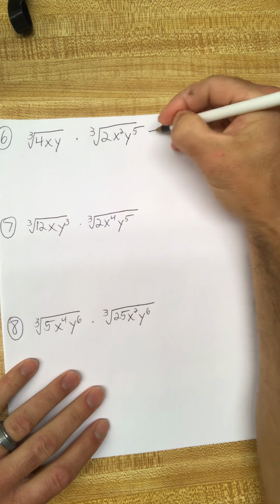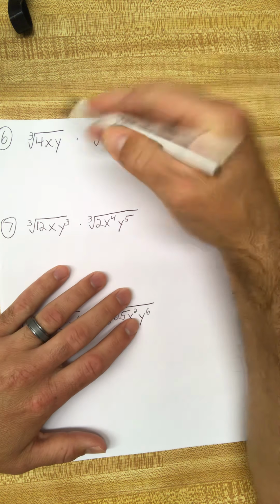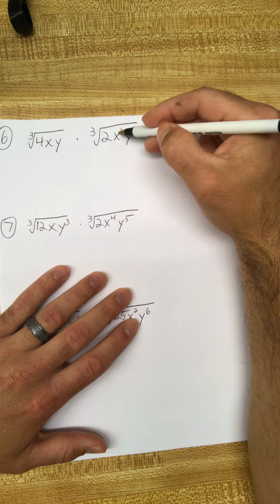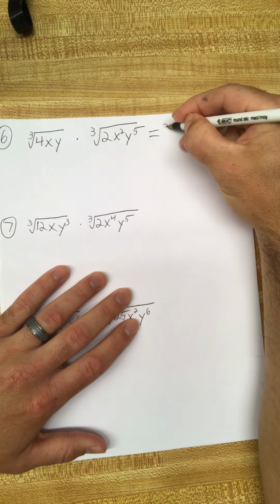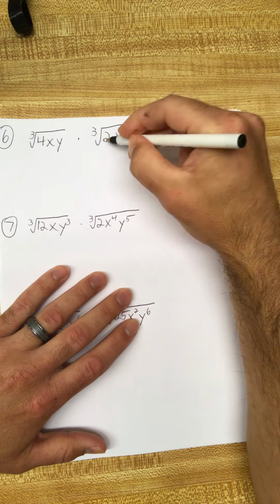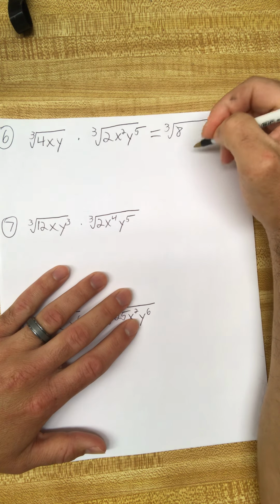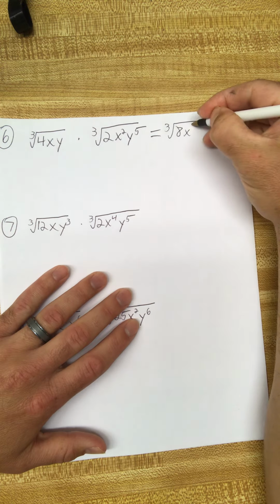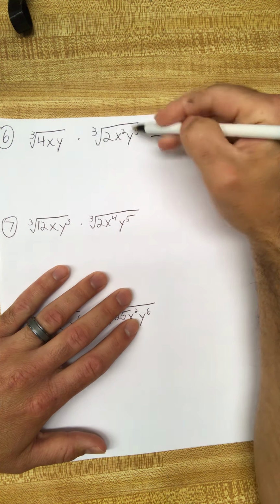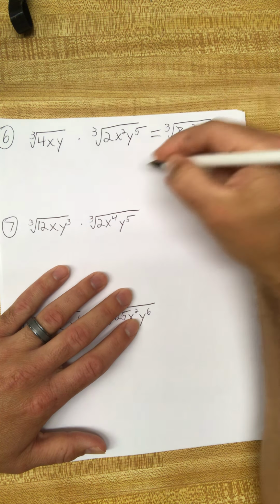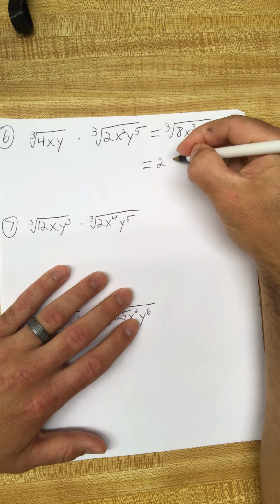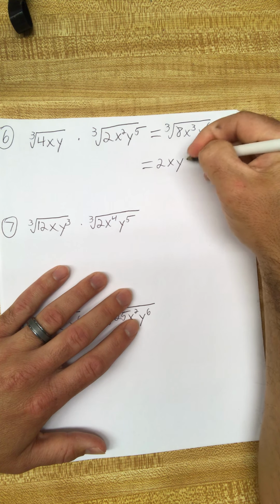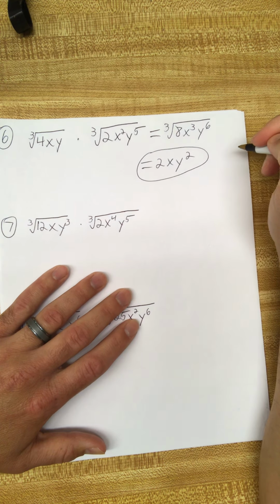I just got some cube roots for us. So we have the cube root of 4xy times the cube root of 2x squared y to the 5th. So multiply it all together. 4 times 2 is 8. X times x squared is x to the 3rd. Y, as you have y times y to the 5th, is going to be y to the 6th. Cube root of 8 is 2. You're going to have 3 divided by 3 is x to the 1st. Y is you're going to have 6 divided by 3 is 2. And that's it.